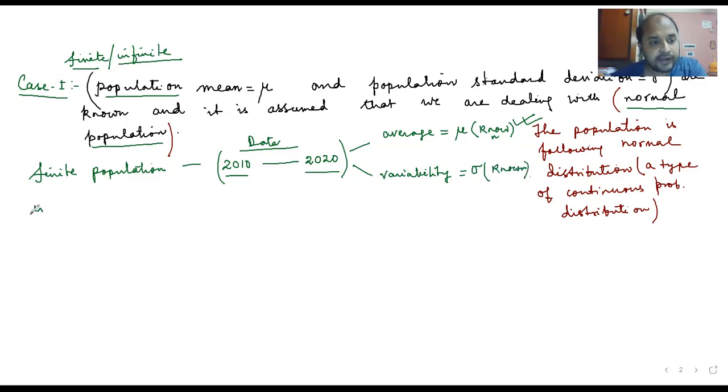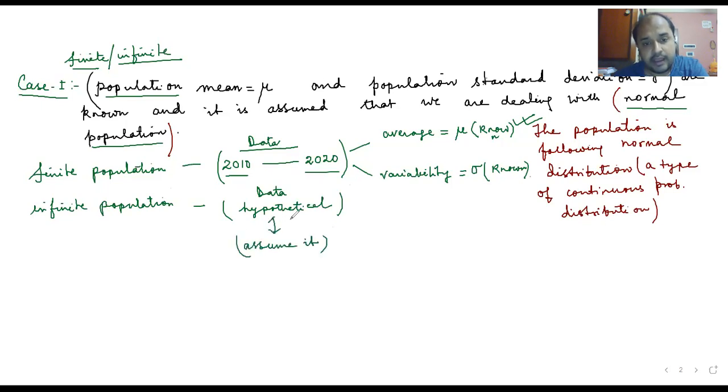Also, if I talk about an infinite population, that infinite population does not have any limit of data. We can consider any data hypothetical. This infinite population is actually hypothetical, which means whatever we say, we actually assume it. For example, here also average is there and variability is there. So let me tell you what we mean by infinite population.